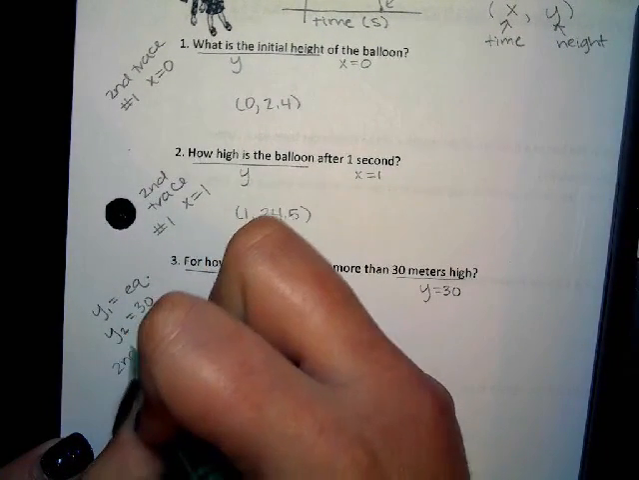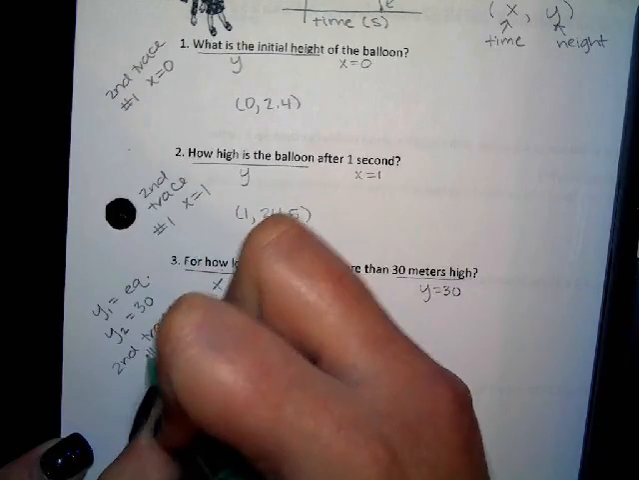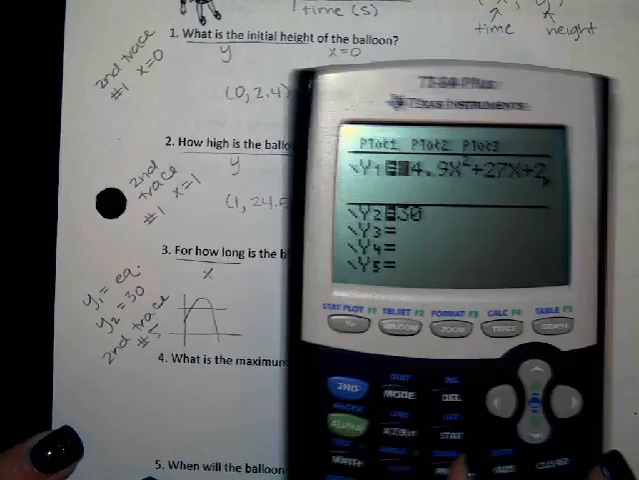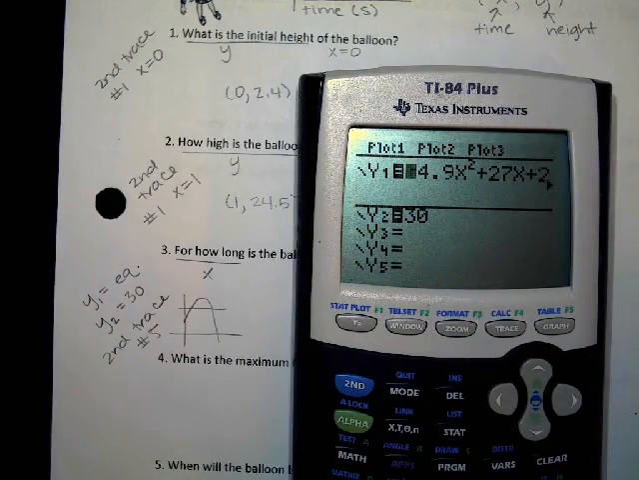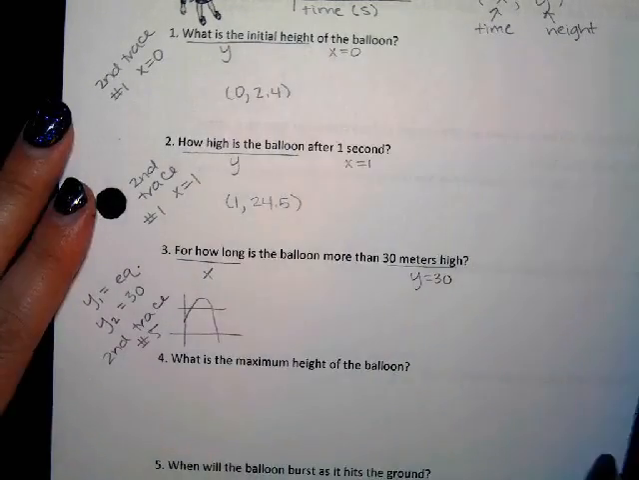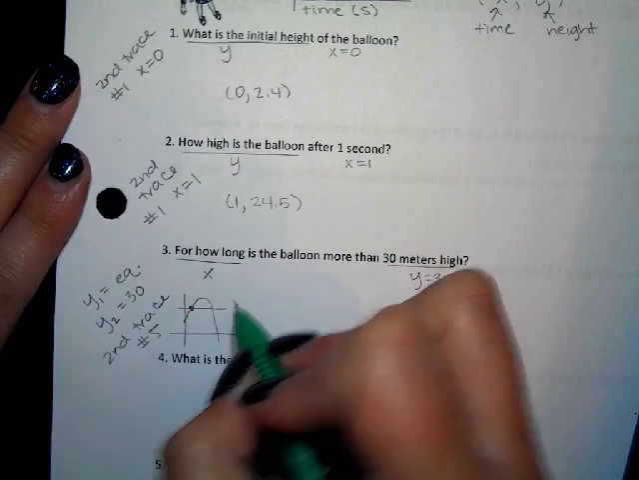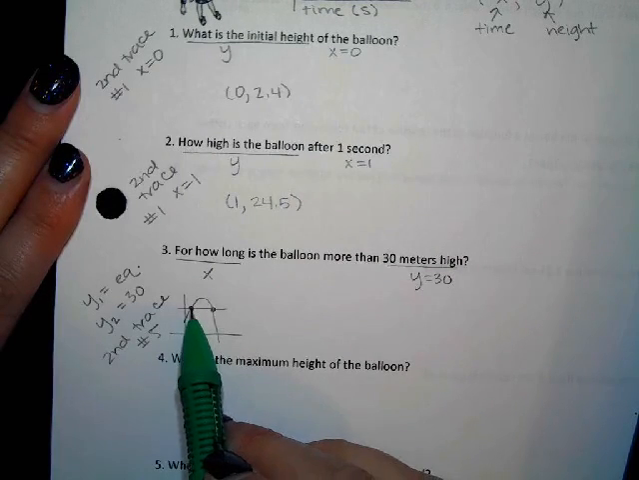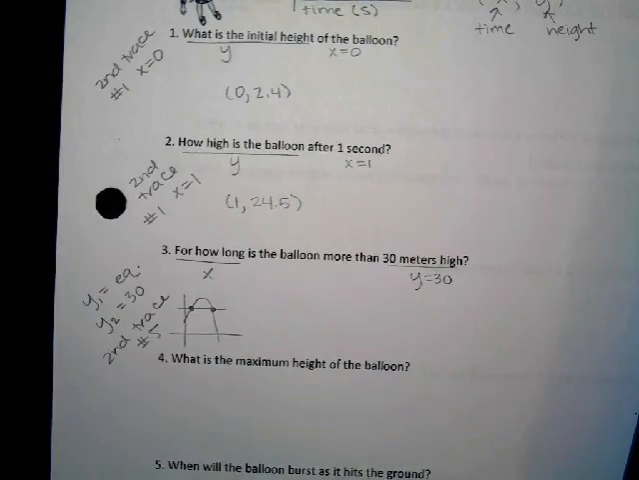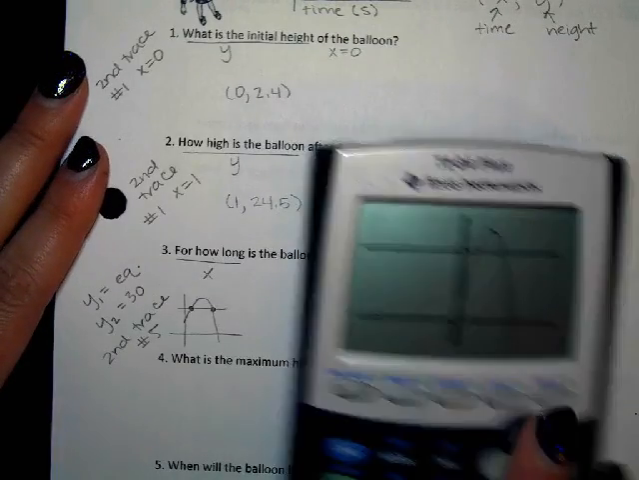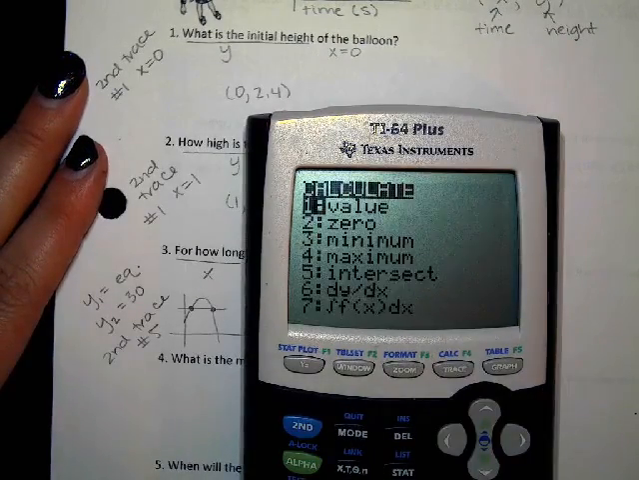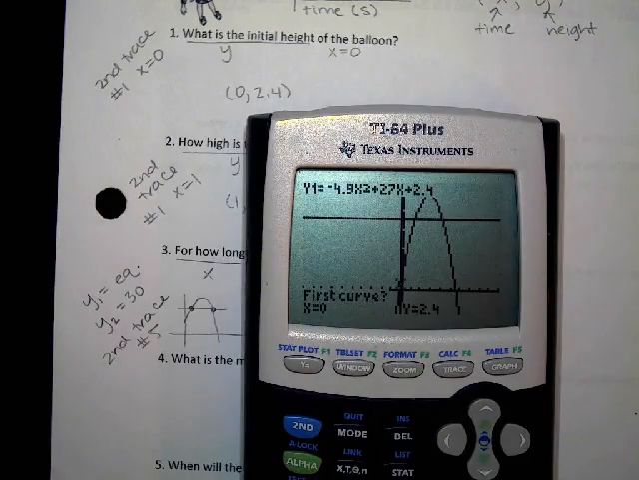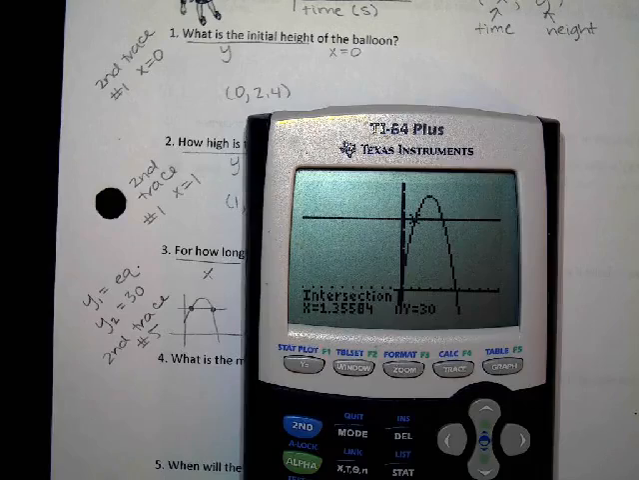Second trace number 5. Okay, so to figure out what your x coordinates are when you have a y coordinate of 30, you can just find where that horizontal line crosses your parabola. So I'm going to do second trace number 5. And for the first intersection, I can just press enter, enter, enter. It's going to take me immediately to one intersection. Okay? Are we all finding that first intersection? We're finding it? Okay. I'm going to go ahead and write this down.